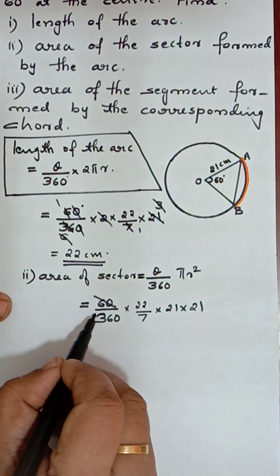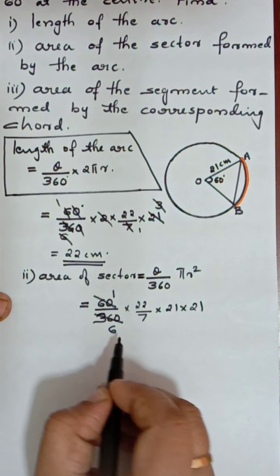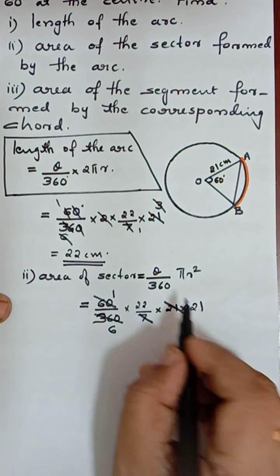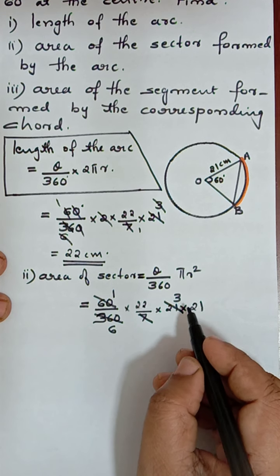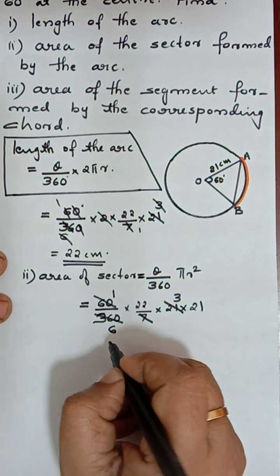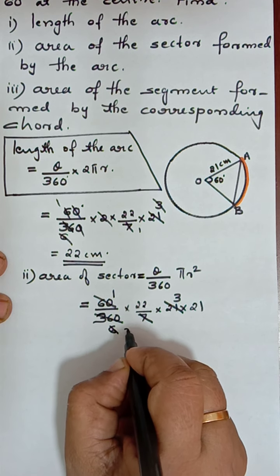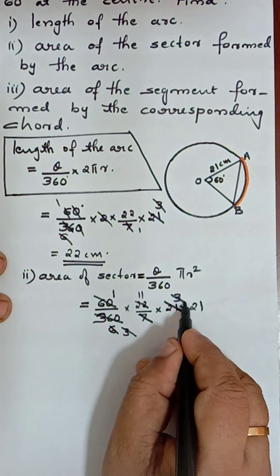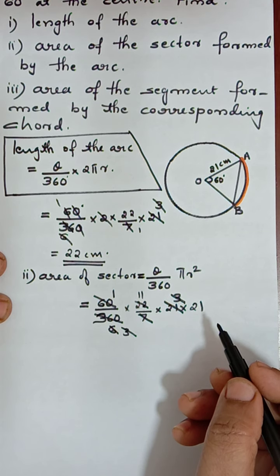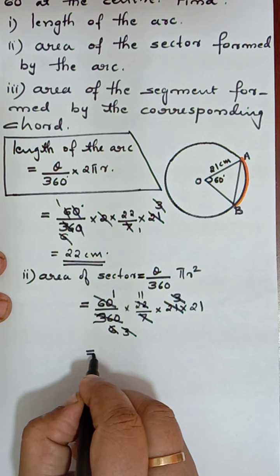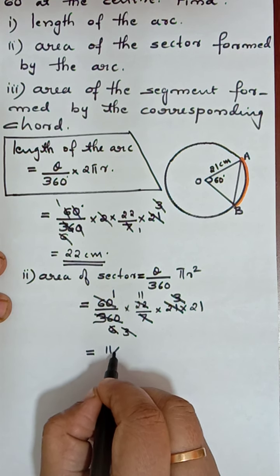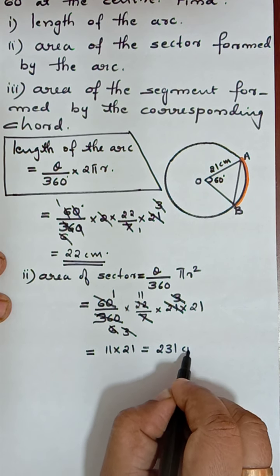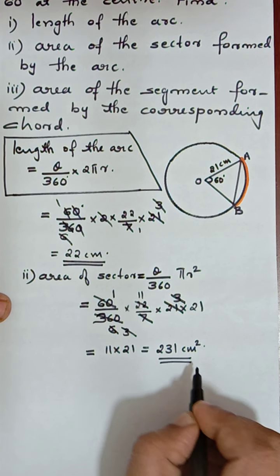So 60 by 360 as we do every time. It is 1 by 6. Then comes 6 and 21, or 7 and 21 can be cancelled. 3 7s 21. Okay. So here you are left with the 6, 3 2 times 22, 11 2 times. So 3 and 3 getting cancelled. Here we are getting 11 into 21. All of you multiply, get the answer. 11 into 21 equal to 231 cm square. That is area of the sector.